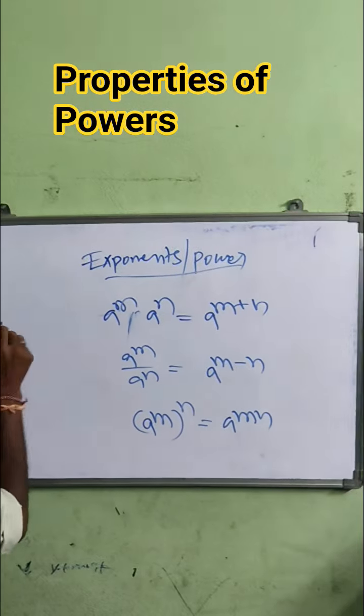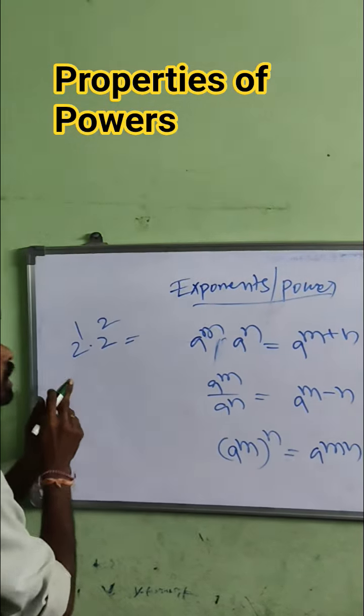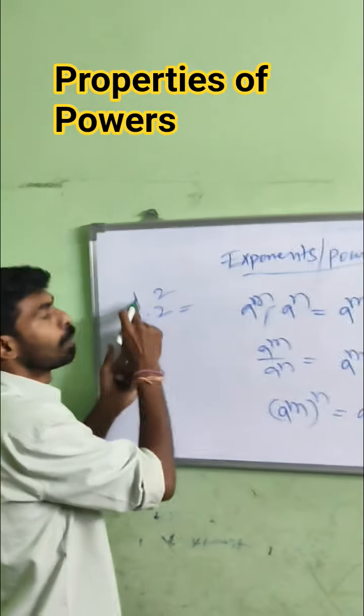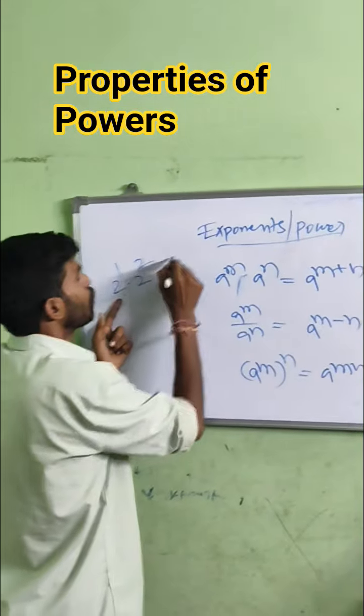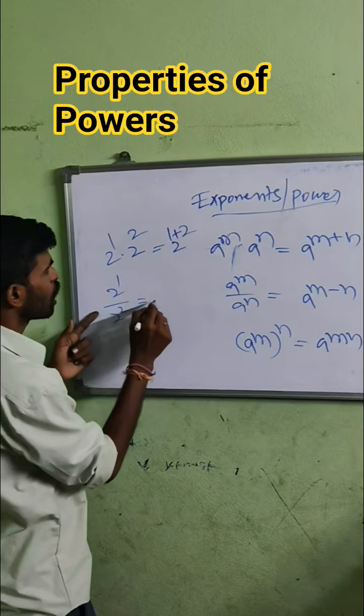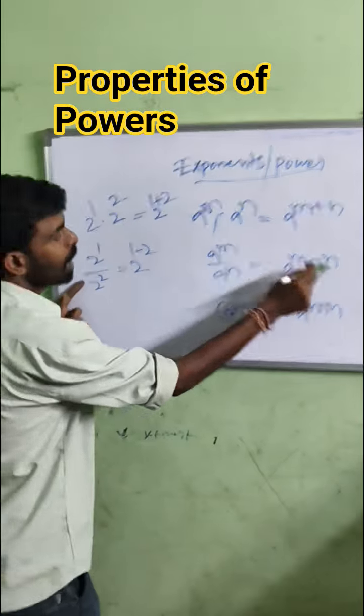What's the example? See, 2 power 1 into 2 power square. Okay, 2 square. That means if the bases are equal, here bases are equal, the powers will be added. That means 2 power 1 plus 2. In this condition, 2 power 1 by 2 square, what will be? 2 power 1 minus 2. 1 minus 2. That means m minus n.